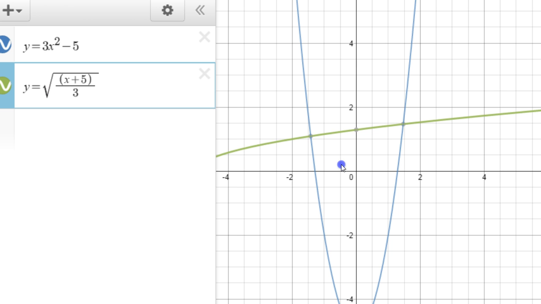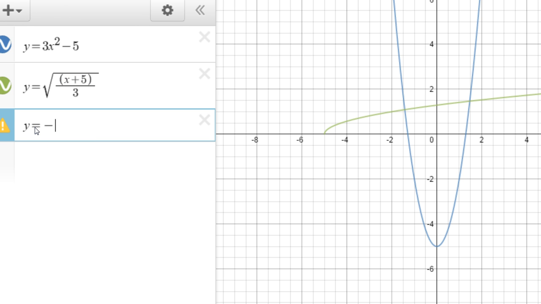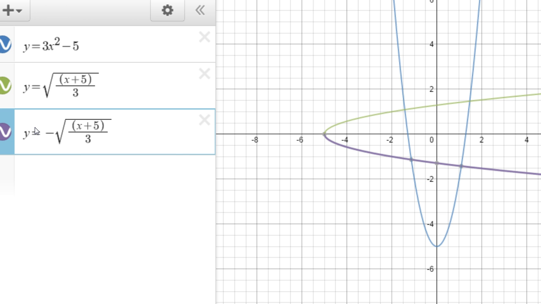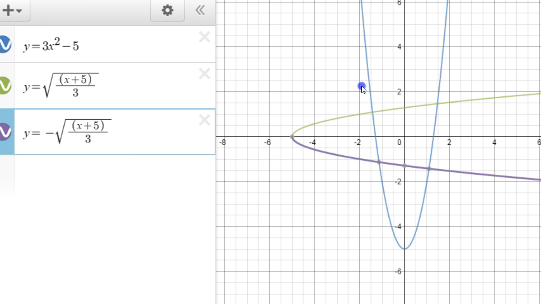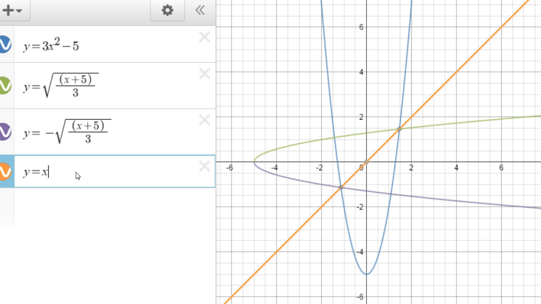There we go. Alright, now right off the bat you probably can't see it as well, so we need to graph the negative version as well. So y equals negative square root of x plus 5 divided by 3. Now if you can kind of see a pattern, that's because whenever you do an inverse correctly, when you graph them, they're going to kind of look symmetrical. Not exactly. They kind of look alike, but they're not exact until you graph over the y equals x line.